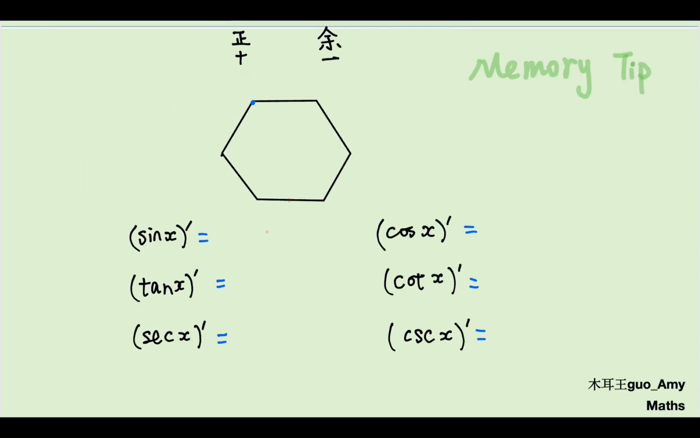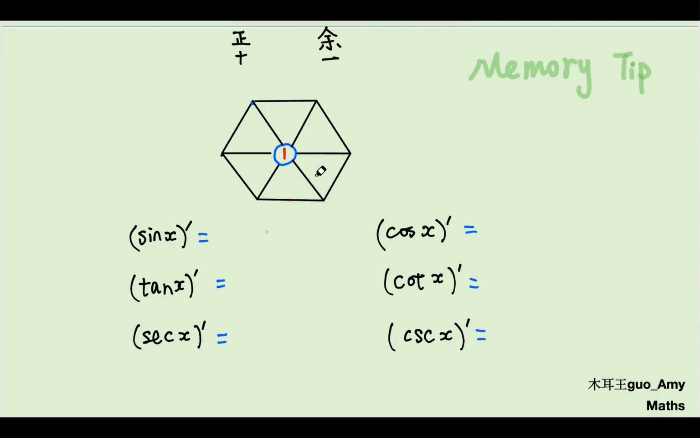We are going to introduce a memory tape for derivatives of trigonometric functions using a hexagon. Now we have already obtained a hexagon, and we are going to sketch a small circle in the center and write down number 1 inside of the small circle. After that, we are going to connect each vertex with a small circle and join the opposite vertex with the diagonal passing through the small circle. Similarly, we can sketch the other two diagonals by connecting opposite vertices.